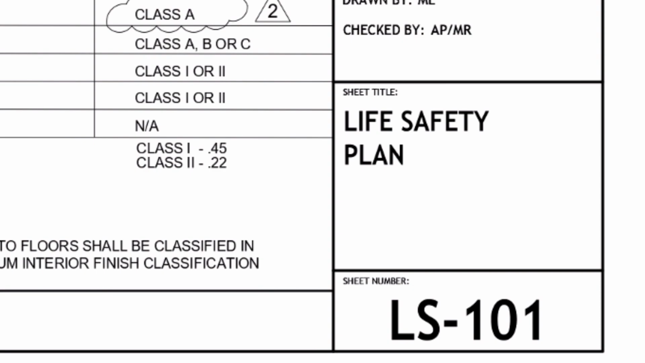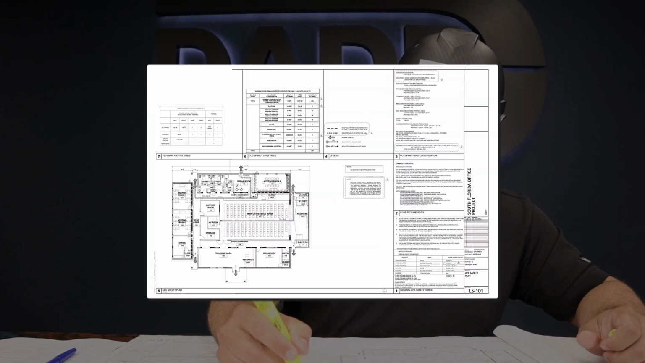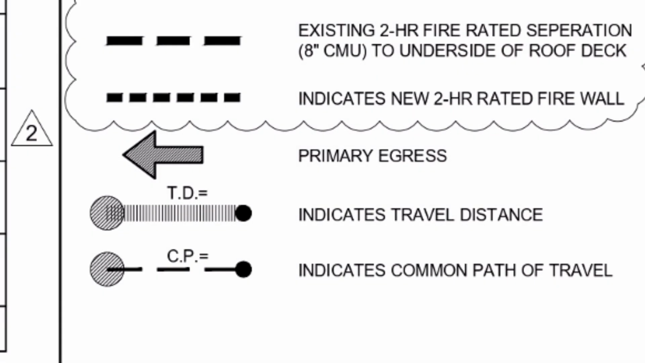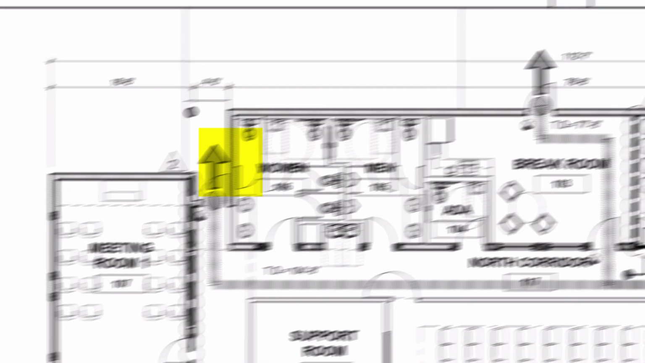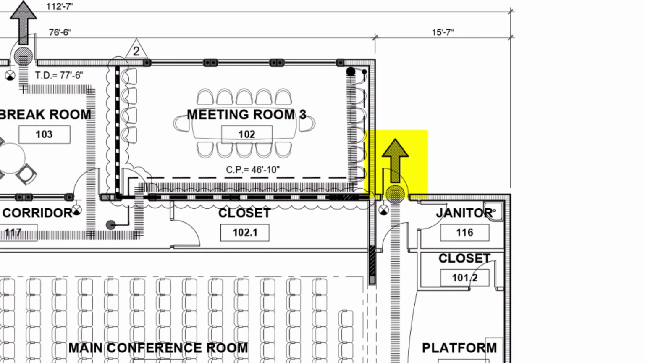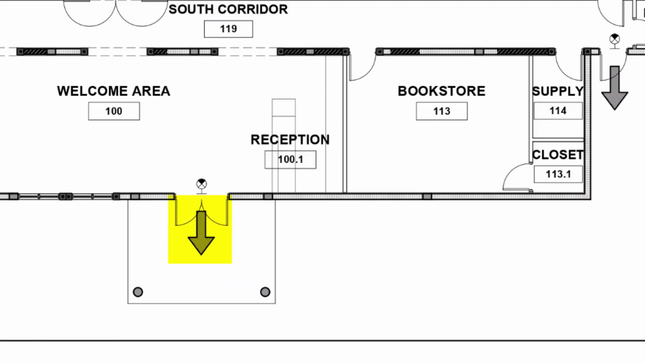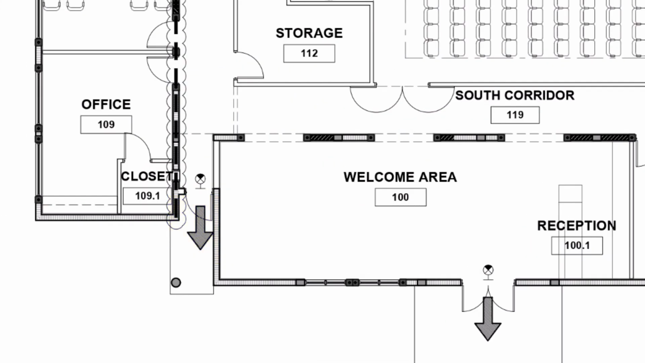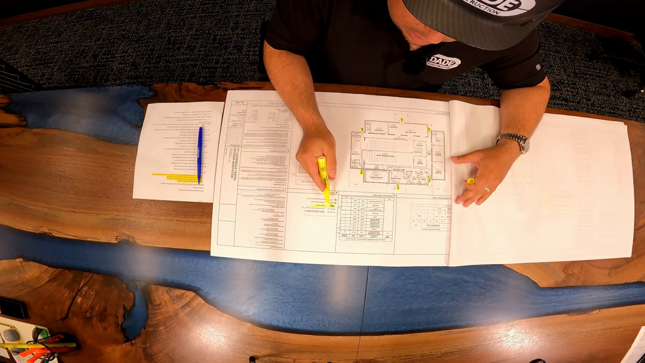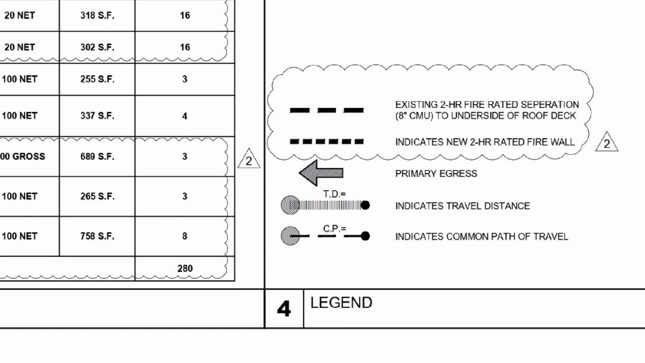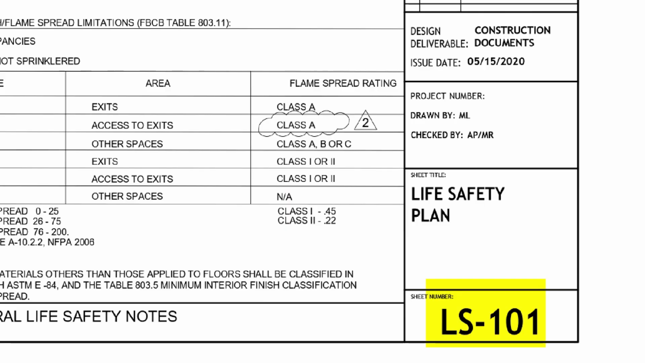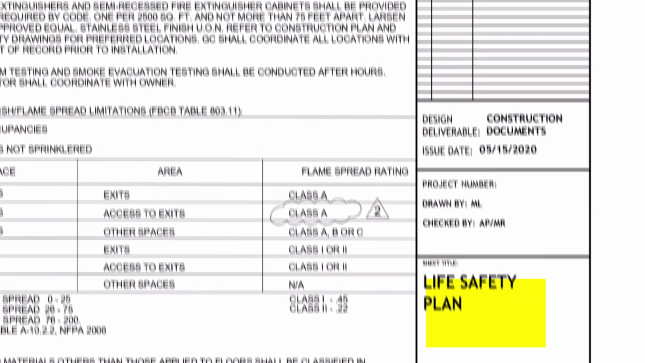So as you can see here, let's highlight. These arrows will indicate what is a primary egress, okay? We have 1, 2, 3, 4, 5, 6. We have 6 primary points of egress. As you can see, it's indicated by the arrow and it's on the legend on detail 4. This number here will indicate the detail, and this is your plan number, and this is your sheet title.